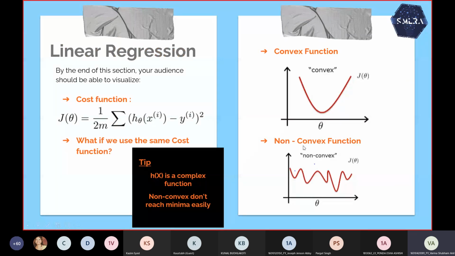So this will give a non-convex type of function. What will happen here is, if I run my gradient descent algorithm, the optimizer, there is a high probability that I will get into a local minima. So what is a local minimum? What is a global minima? Let me take a minute.